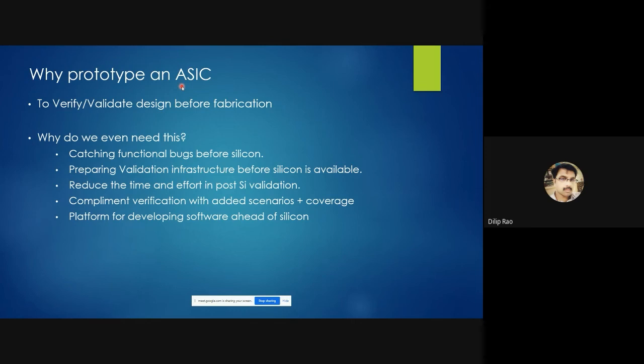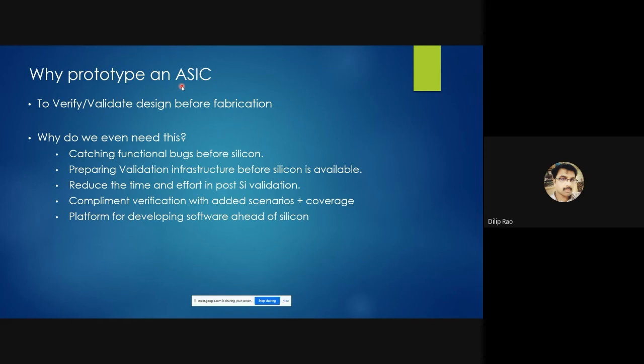Okay, so why and how, I think a little bit deep. I will not go into that, but definitely the holes in verification need to be covered in pre-silicon validation. And then preparing the validation infrastructure. Once the silicon arrives, that has to be tested thoroughly, not only for manufacturing defects but also for functionality. So that is a big task in itself.